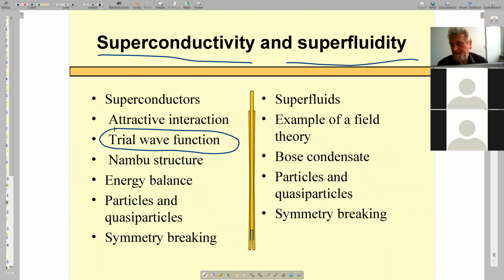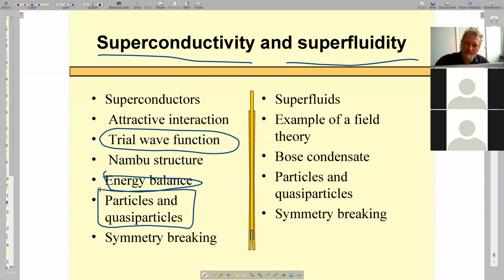Okay, this is the trial wave function. We do the usual machinery, computing energy and minimizing this energy with respect to the parameters of the trial wave function, trying to find the best one. We have found fancy quasi-particles, which are neither electrons nor holes and do not have a defined charge. One can say that all these fancy things come from symmetry breaking.